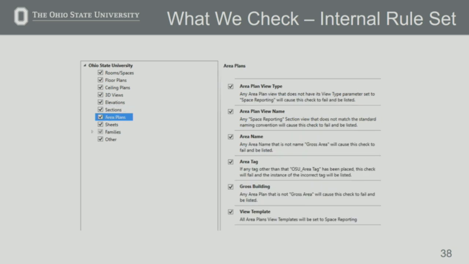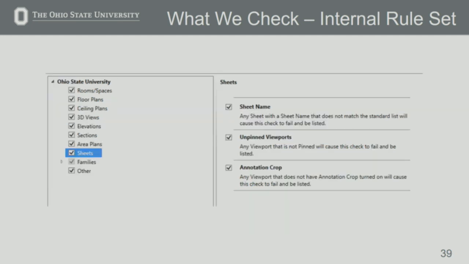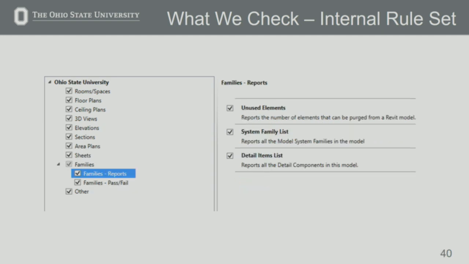And then we get to our area plans. We have some specific naming conventions around our area plans. We want them to be called gross area, which is not a standard out of the box. We want to make sure that the tag associated with that area is correct. And then sheets, the same thing. Do we have the valid sheet names, again back to that same list? Is this a valid sheet name? Along with making sure that all the viewports are pinned and that the annotation crop is actually turned off in this case.